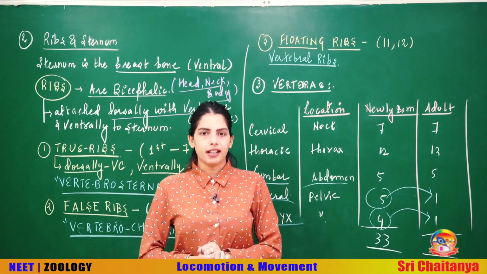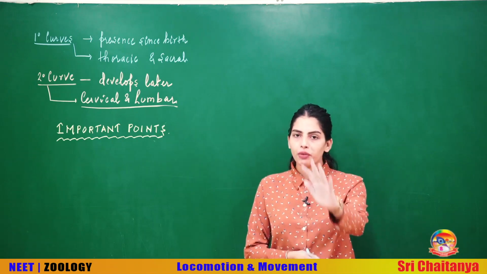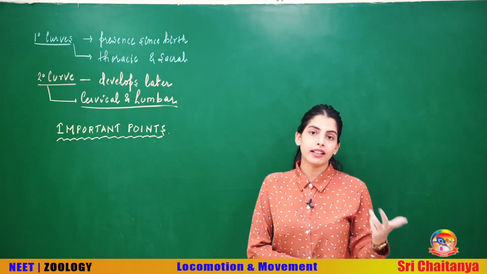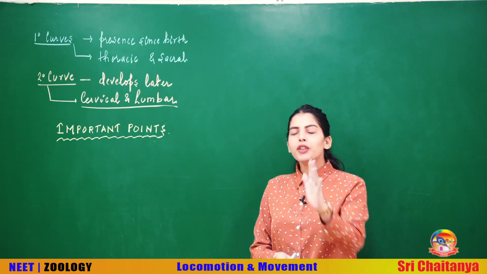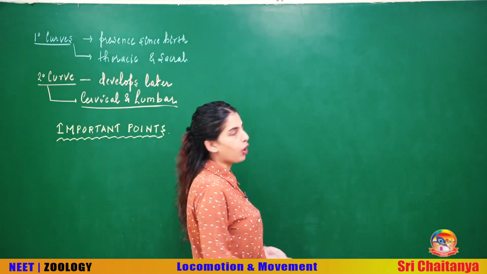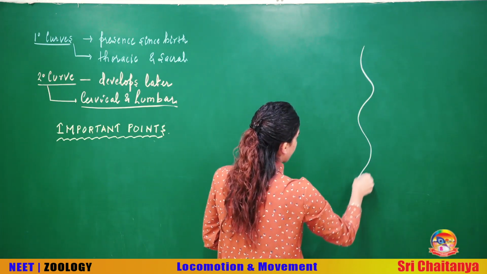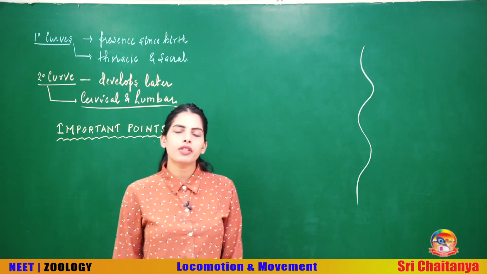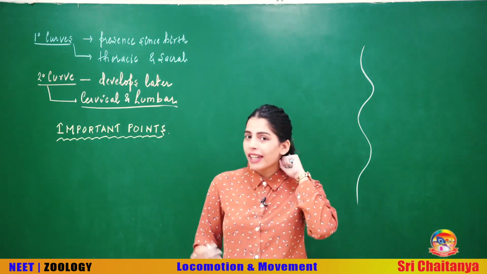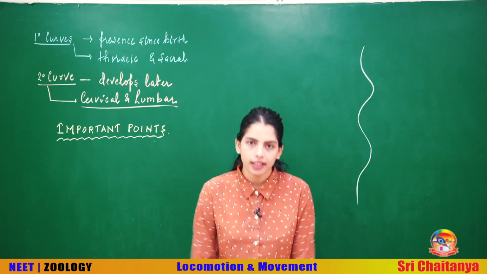Now let us look at some of the properties related to the vertebrae which are specially mentioned in your NCERT. Now students, let's discuss some of the important points regarding your vertebral column. If you look at your vertebral column, you have certain curves. In your NCERT also the vertebral column is given like this. There are the cervical curve, thoracic curve, lumbar curve and sacral curve.